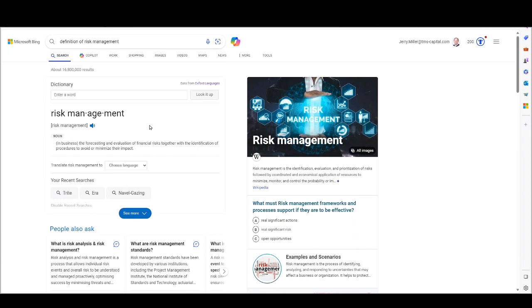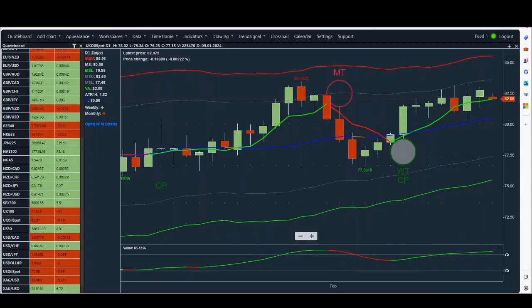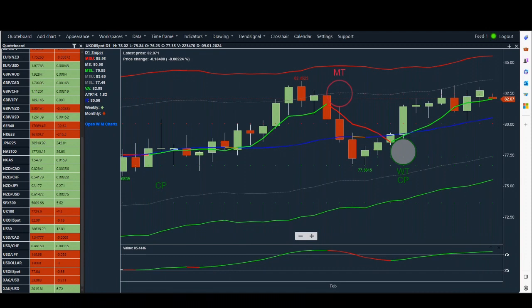Some people confuse the word risk with "oh, it's risky, it's dangerous." Financial risk is completely different. That's what money managers do all day long. They're managing risk.